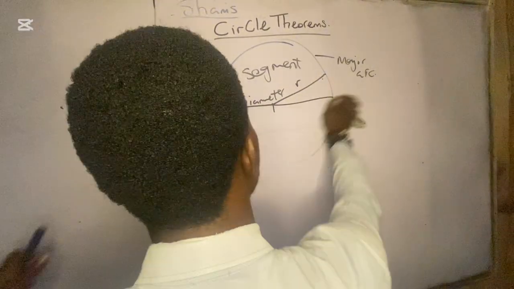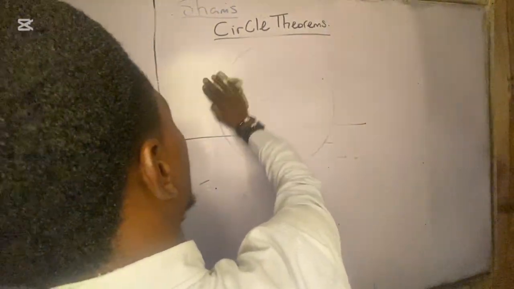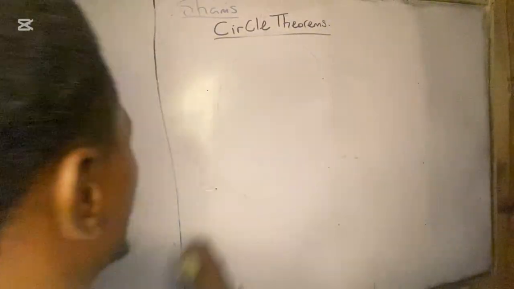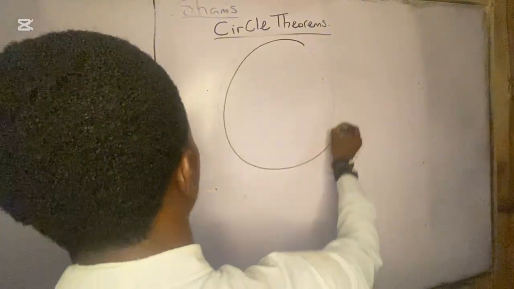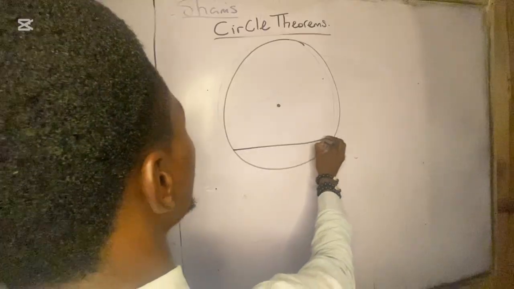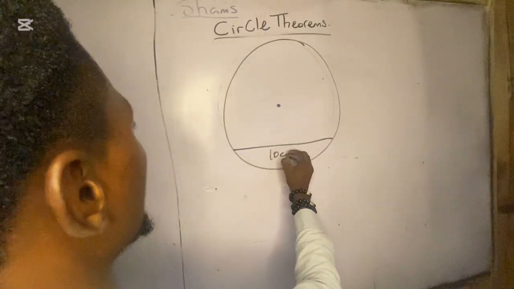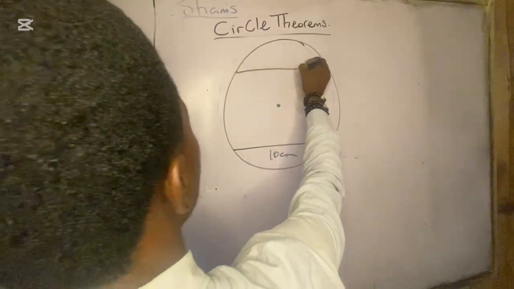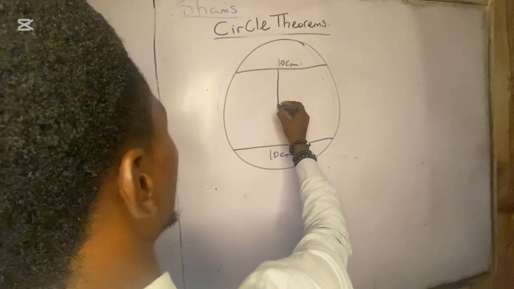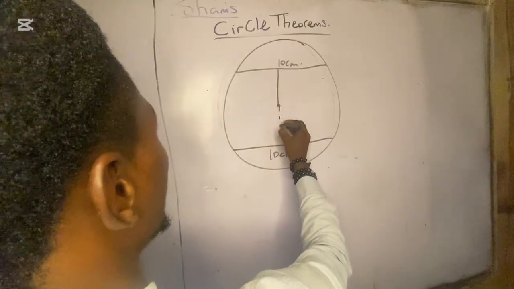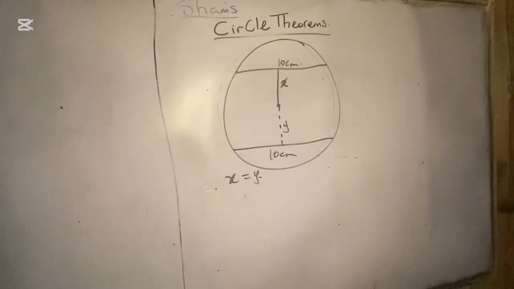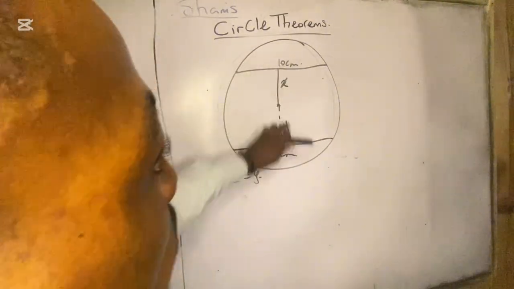Now let's move to the theorems, the theories under circle. The first theory that we have under circle theorem is: equal chords subtend equal distance from the center of the circle. What they mean here is that if I have a circle, it must have a center. So they say equal chords, this is a chord. Let's say this chord is 10 centimeters long. If you have another chord here that is 10 centimeters long, they are saying that they will subtend equal distance from the center. That means the distance from here to here is equal to the distance from here to here. If here is x, then here is y. That means x equals y. That's the first theorem: equal chords subtend equal distance from the center of the circle.